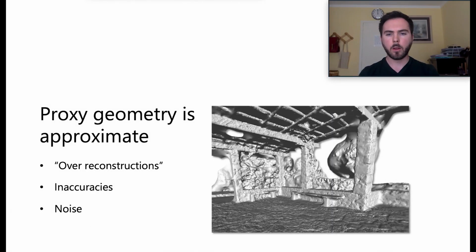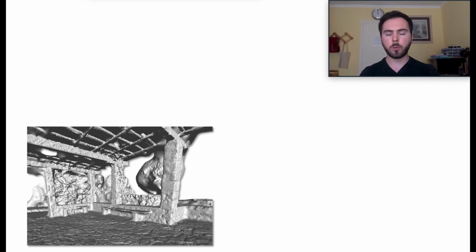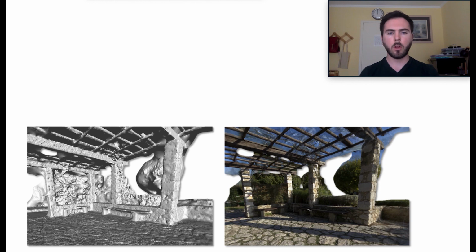The reason why we get those artifacts is that the proxy geometry is very approximate. There are over reconstructions, inaccuracies, and a lot of noise. But when using only the geometry, we discard a lot of information in image space. For instance, if I texture this mesh, it's much easier to see the zones that were over reconstructed in the ceiling.